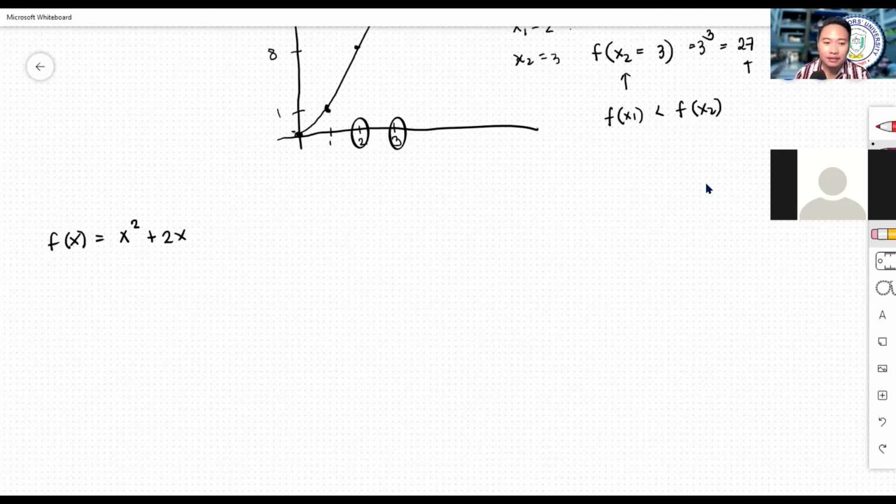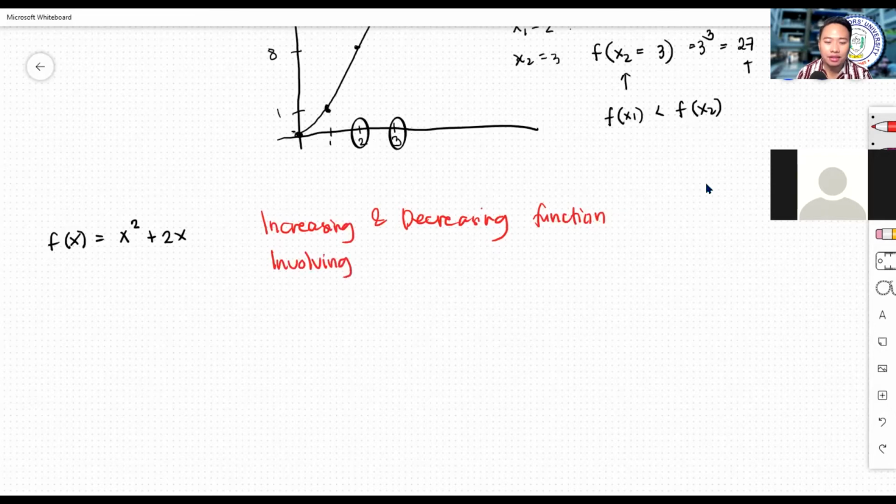There is a definition that we can use involving derivatives. So, increasing and decreasing functions involving derivatives. The definition says, suppose... I don't have the PDF access to the book, so I have to write it. But before we do that, I'll just give you an example.